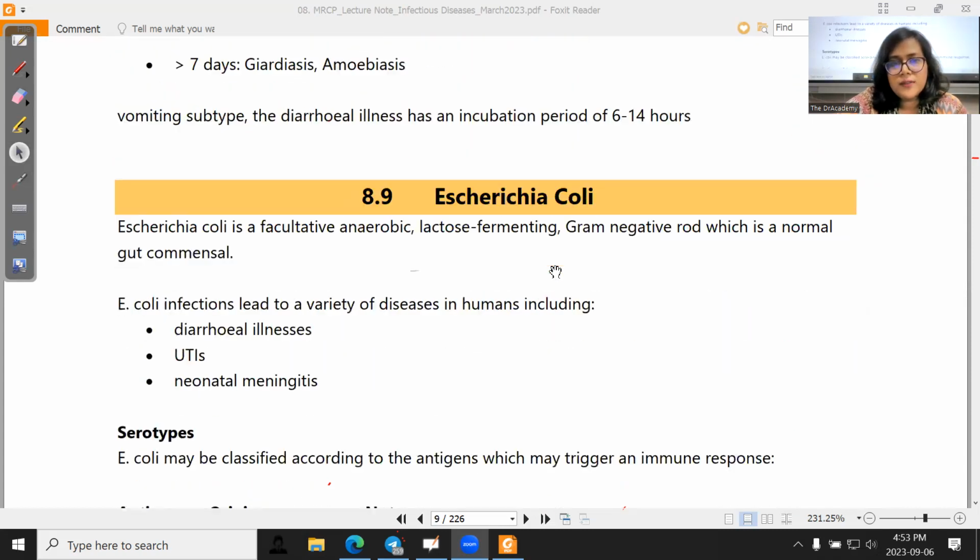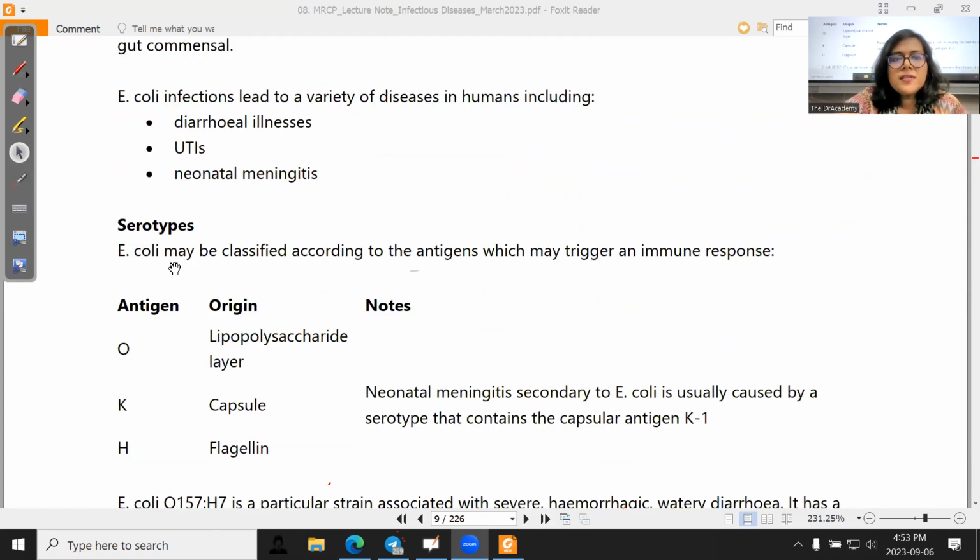Okay, serotypes. According to the antigen present on the cell surface, the serotype and the type of immune response it triggers, this is mainly of 3 varieties.